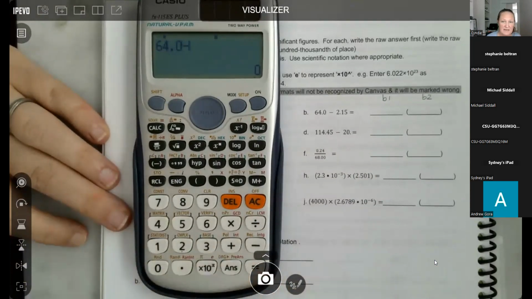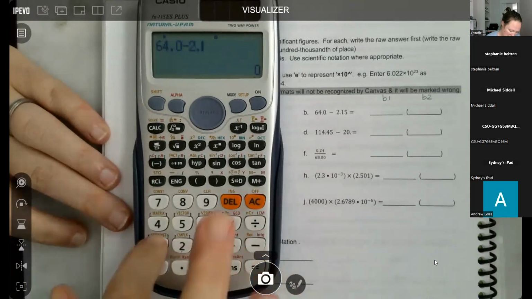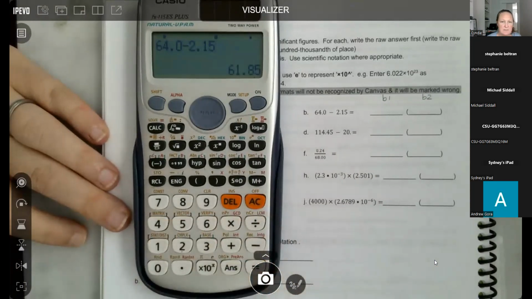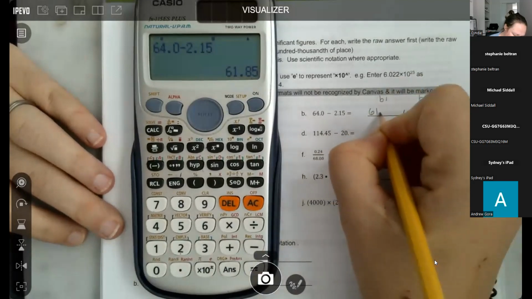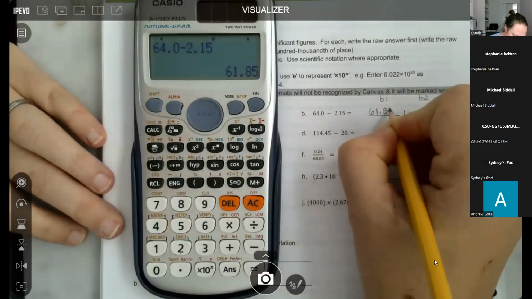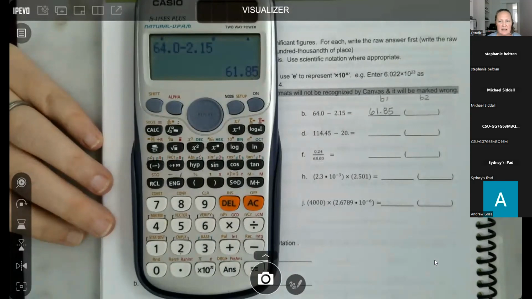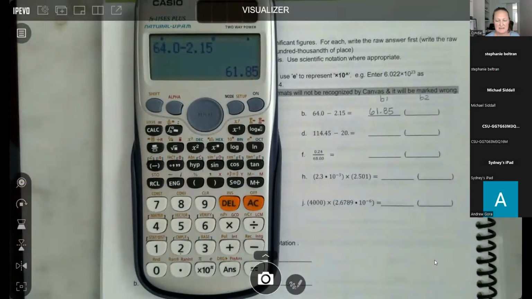We can do 64.0 minus 2.15. My calculator says 61.85. So you can just go ahead and write 61.85 here and put that into Canvas. You don't need to have 5 places past the decimal, so you don't have to do 61.85000. However, we did input that as a correct answer, so if you did do that, it should have been marked correct.